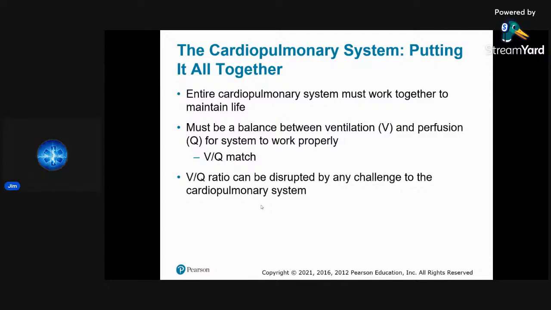VQ ratios can be disrupted by any challenge to the cardiopulmonary system. For any reason the system doesn't work, or one part of the system doesn't work, this VQ ratio will become mismatched. So, for example, I'm moving enough air, but I'm not getting the blood pumped around to where it needs to be, then I'm not perfusing, so the Q rate will go down.